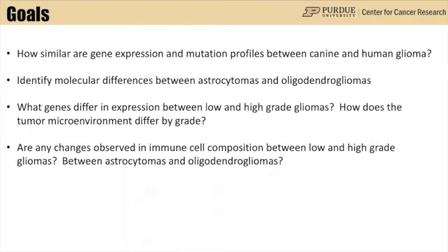We were also curious what genes would differ in expression between low and high grade gliomas, and even how the tumor microenvironment differs by grade, if at all. We also wanted to see if there were discrete immune cell composition changes between low and high grade gliomas, as well as between astrocytomas and oligodendrogliomas.